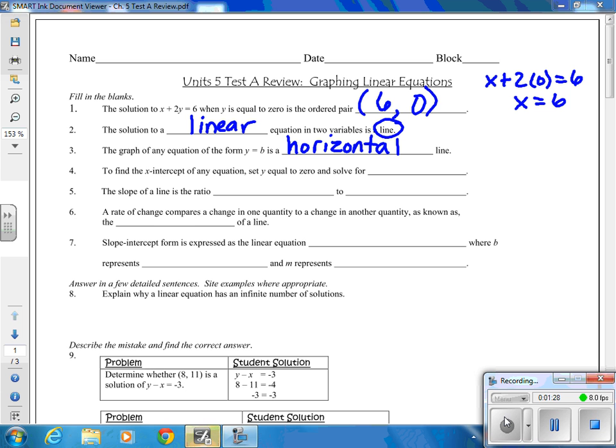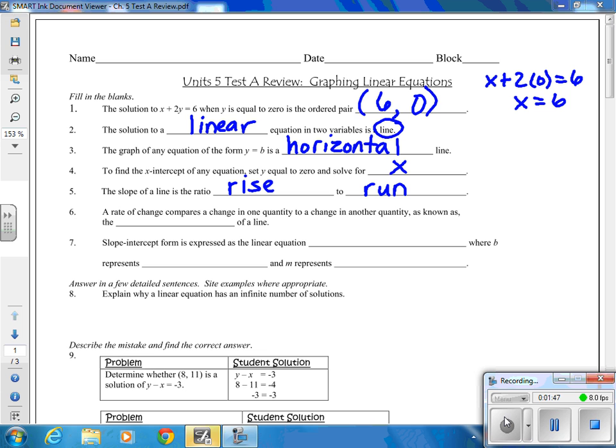And that means it's slicing through the y-axis and will never touch the x. For number 4, to find the x-intercept of any equation, you set the y equal to 0 and you solve it for x. Remember, when you want the x, you solve for x and kick the other letter out of the equation.